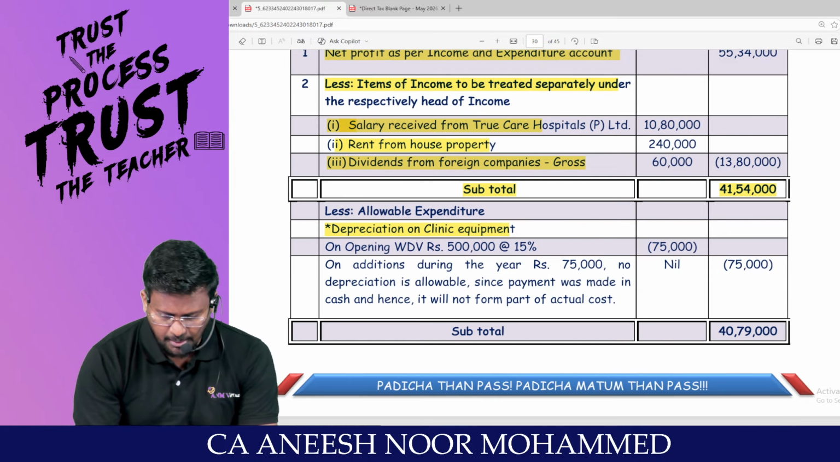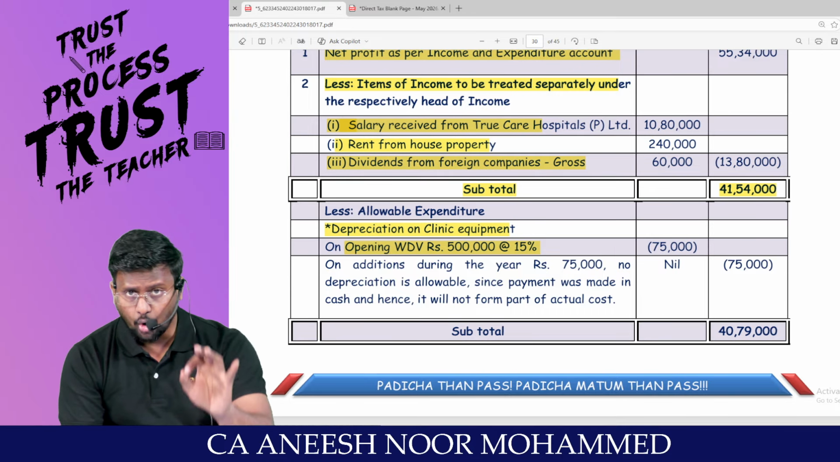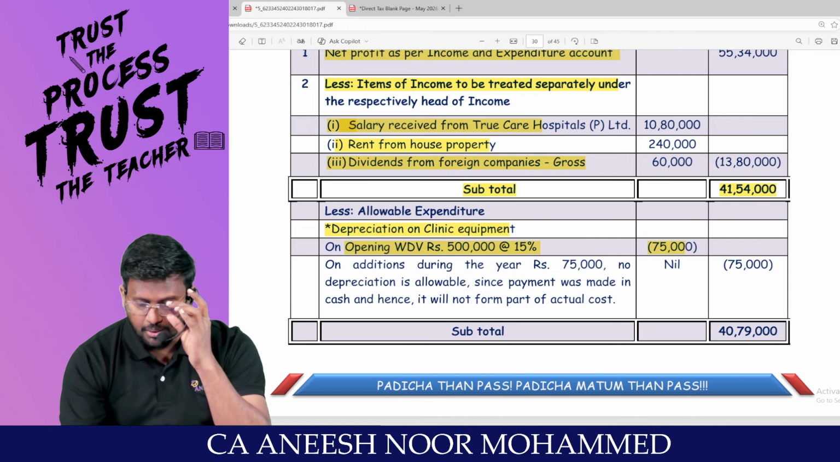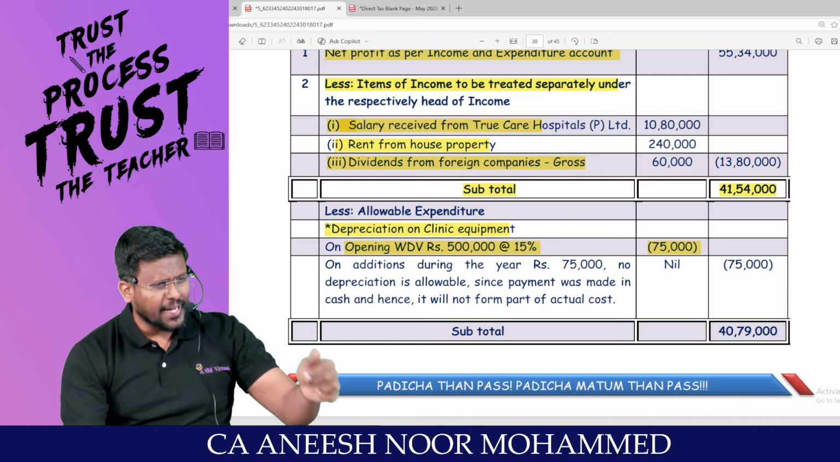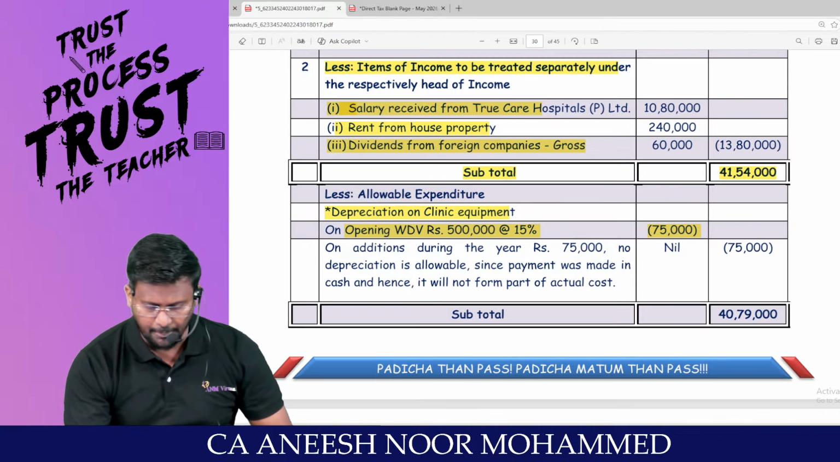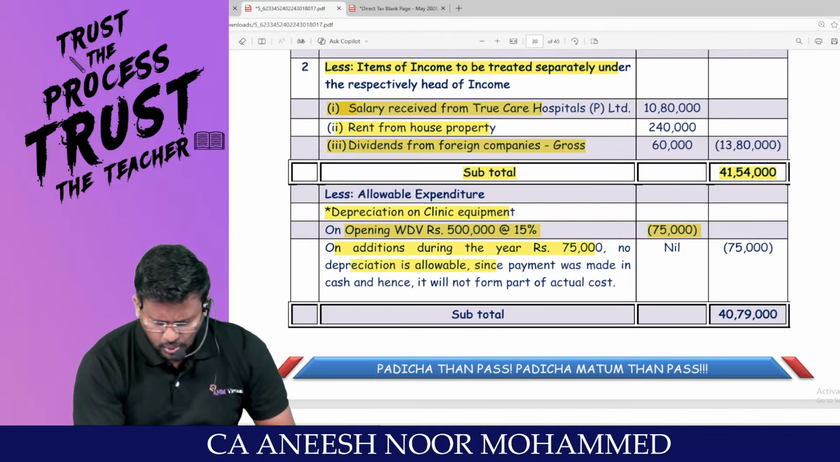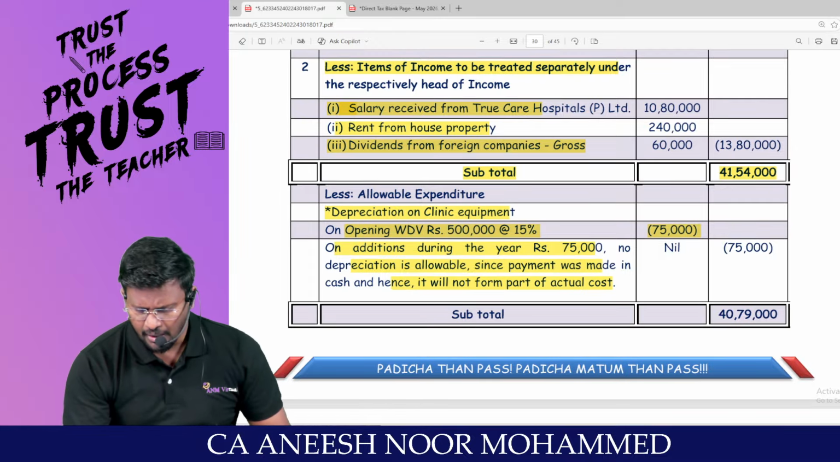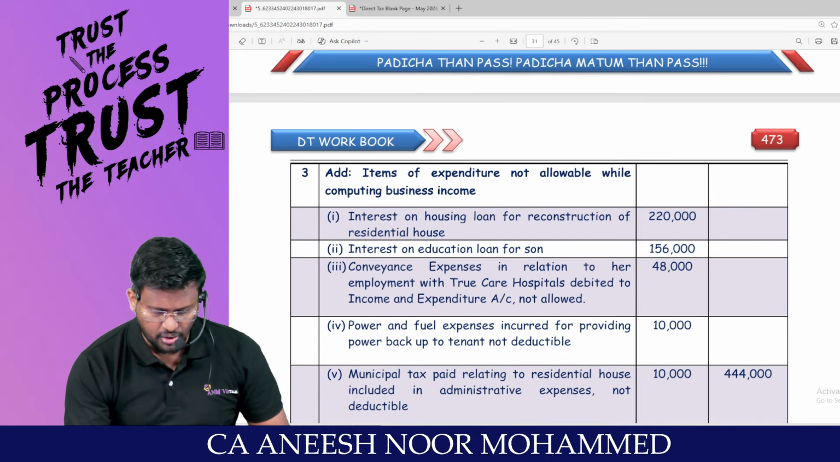Depreciation on clinical establishment: only on the 5 lakh opening, you are entitled to get 15%. Because the newly acquired asset has been purchased by cash, 40A subsection 3 provisions will be applicable. On the addition of 75,000, no depreciation because it has been paid by cash. Only 75,000 depreciation is allowable.